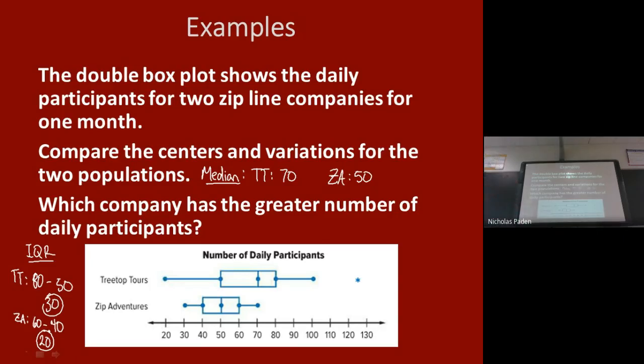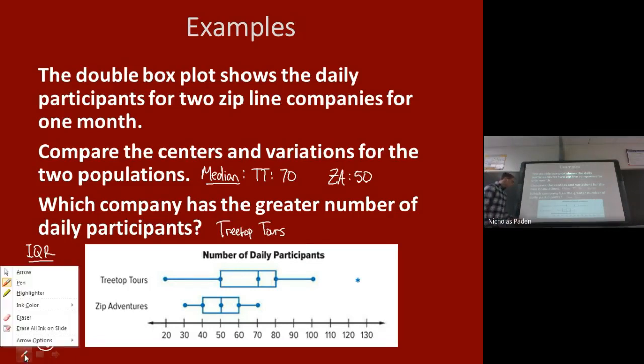And so let's answer that last question. Which company has the greater number of daily participants? Look at the box, okay? Remember, the box is where most of the numbers are. Whose box is higher up on that number line? It will be Treetop Tours. So I would say on average, Treetop Tours has the greater number of participants.